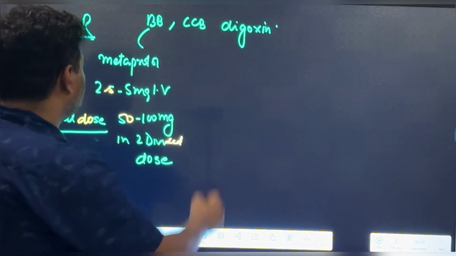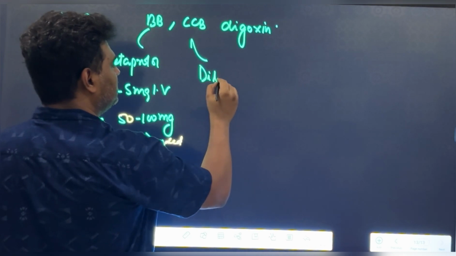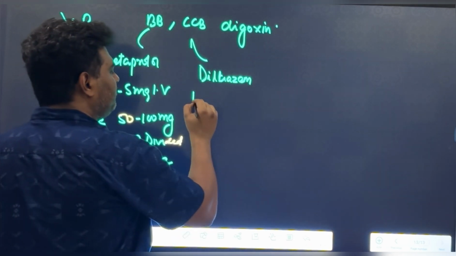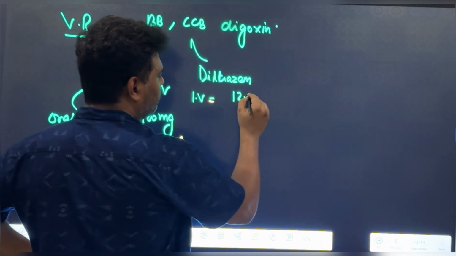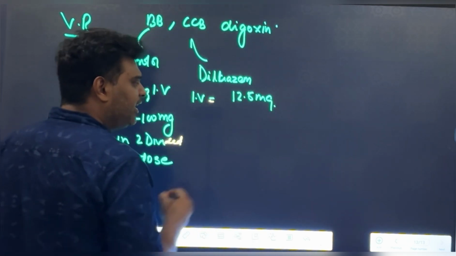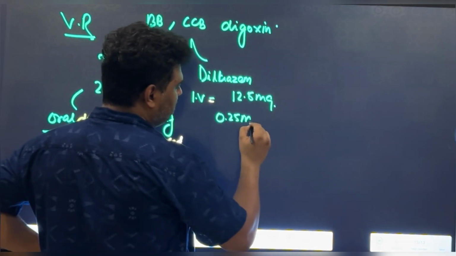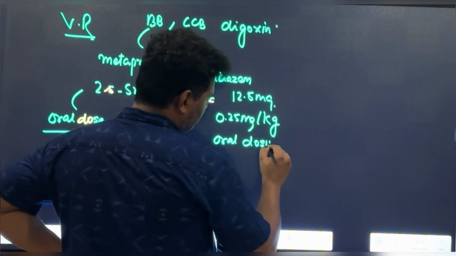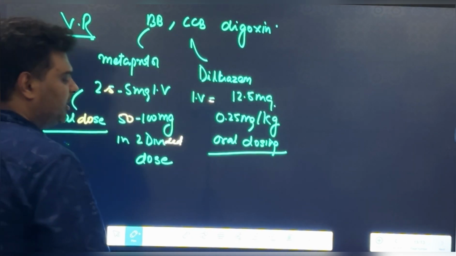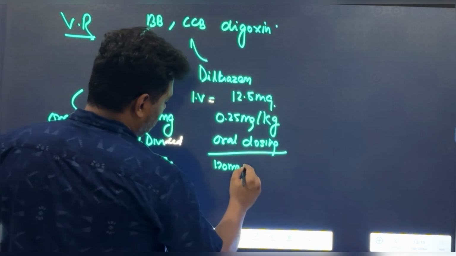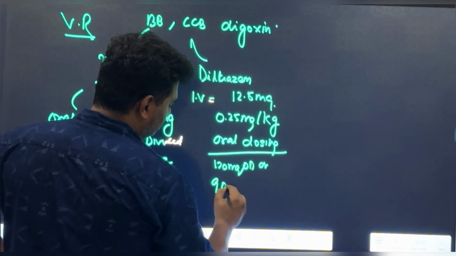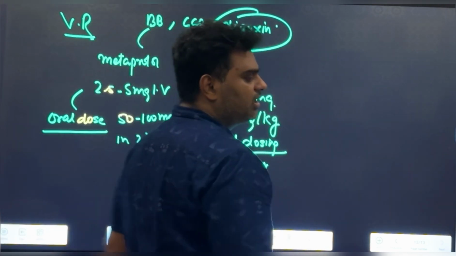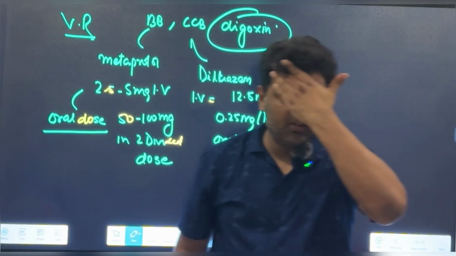Okay, in calcium channel blocker, we generally take diltiazem, and the dose of diltiazem IV in adults is generally 12.5 mg, but weight-wise dosing is 0.25 mg per kg. Then oral dosing is 120 mg OD or 90 mg BD.